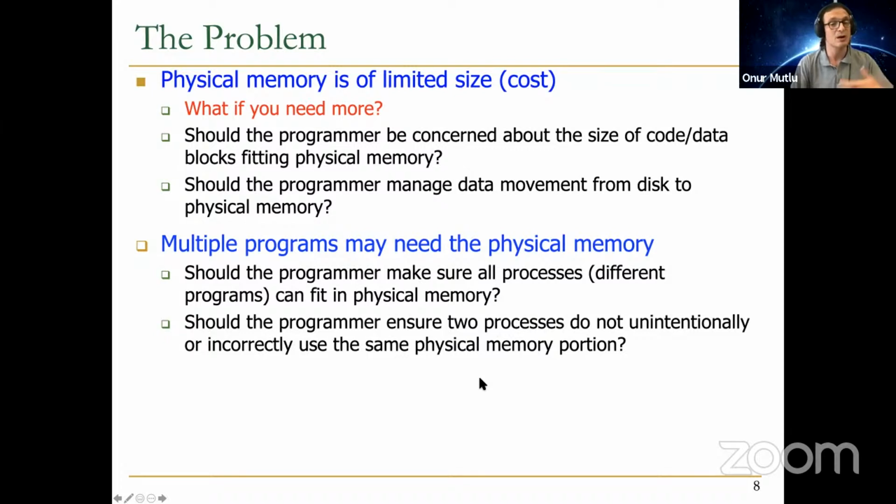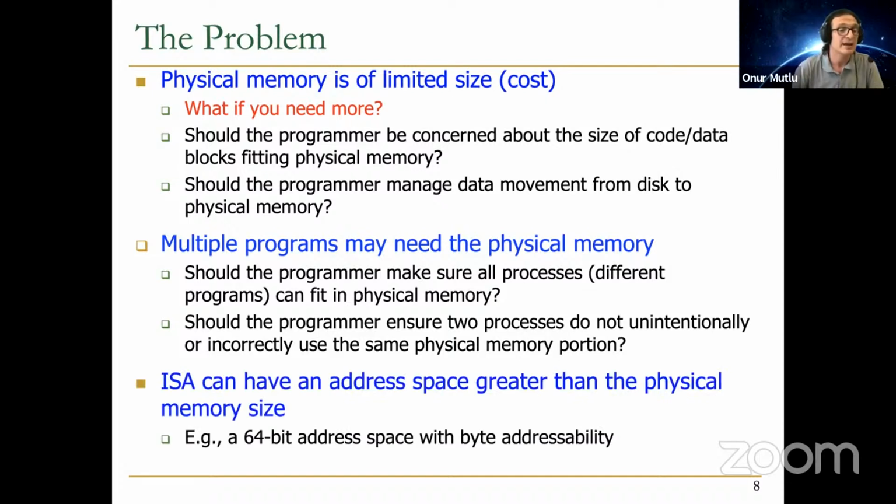And virtual memory is one way of actually helping multiple programs execute at the same time, concurrently, or over time also. But concurrently is the harder problem, of course, right? And also, one other issue is the ISA can have an address space greater than the physical memory size. For example, many ISAs today have a 64-bit address space with byte addressability, but clearly we don't have 2 to the 64 byte memories. That's huge, right?